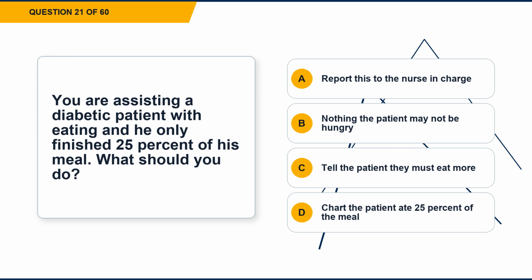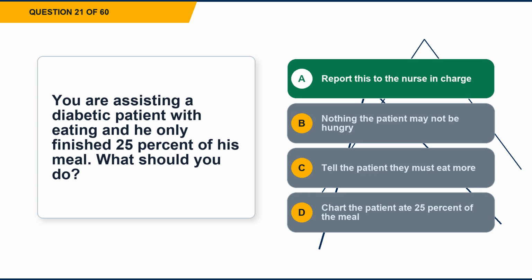Question 21. You are assisting a diabetic patient with eating and he only finished 25% of his meal. What should you do? Option A, report this to the nurse in charge. Option B, nothing, the patient may not be hungry. Option C, tell the patient they must eat more. Option D, chart the patient ate 25% of the meal. The correct answer is option A, report this to the nurse in charge.